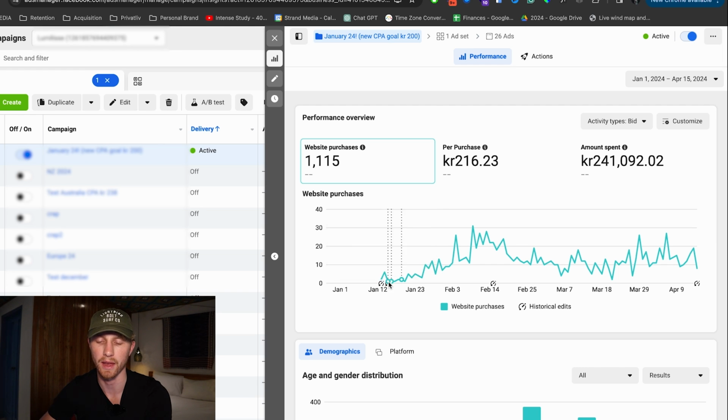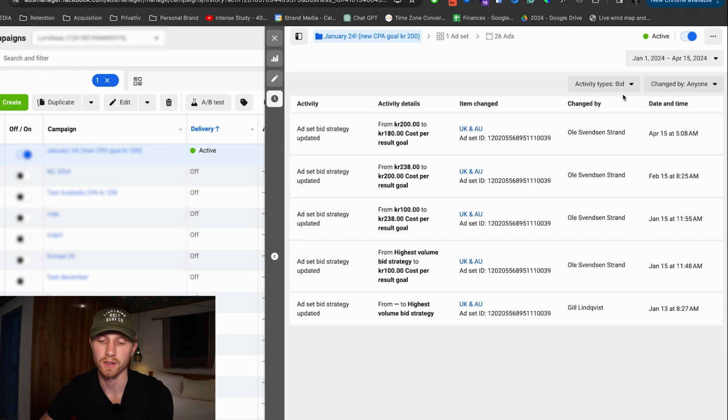We started this campaign with highest volume, but then immediately we switched it over to CPA goal, or cost per result goal. And as you can see in the history here, when we started the campaign in the middle of January, it was first highest volume, but then we switched over to cost per result goal because we agreed on using that one instead. We started with 100 kroner, but then we immediately switched that to 238 kroner per result. So that was our initial goal.